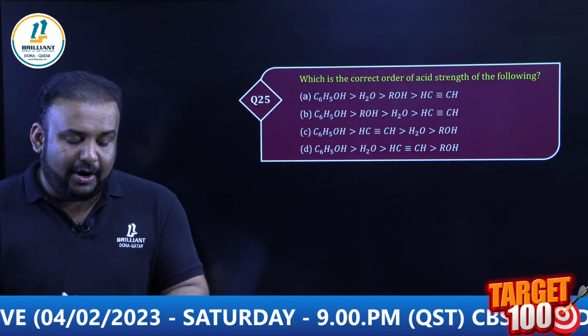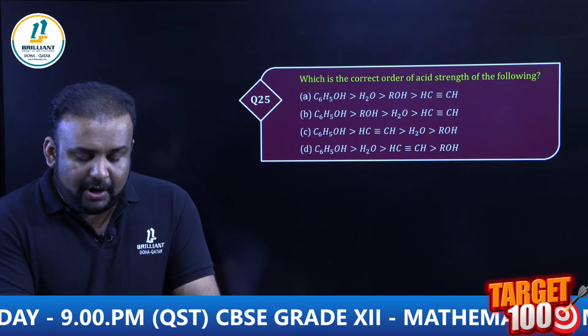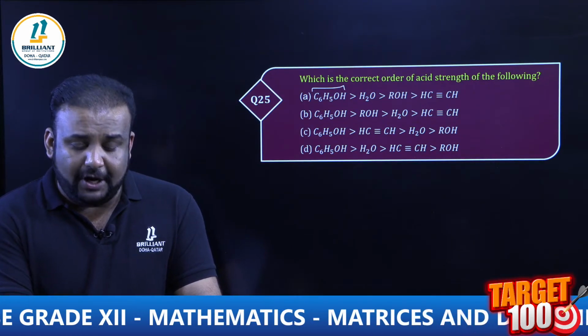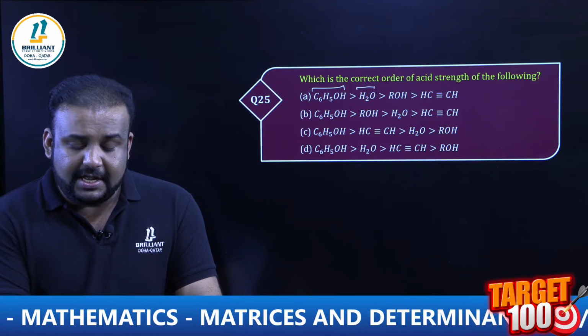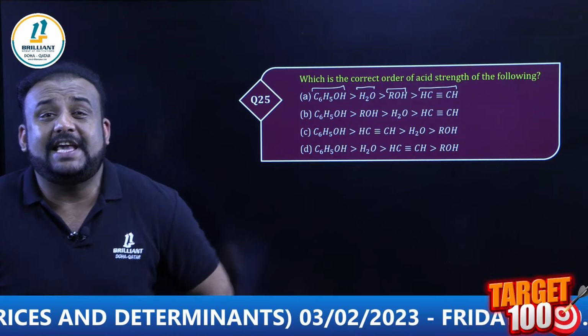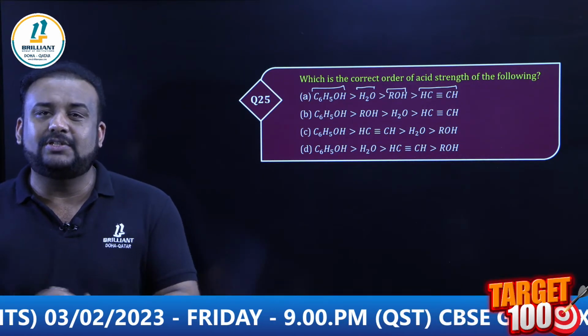Which is the correct order of acidic strength of the following? So which species do we have here? C6H5OH, which is phenol, H2O, which is water, ROH, which is alcohol, and CH triple bond CH, which is ethine. You know, ethynes are also acidic, alkynes are also acidic.